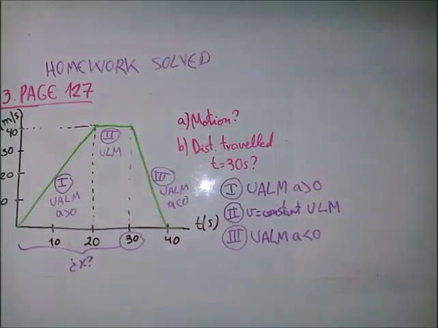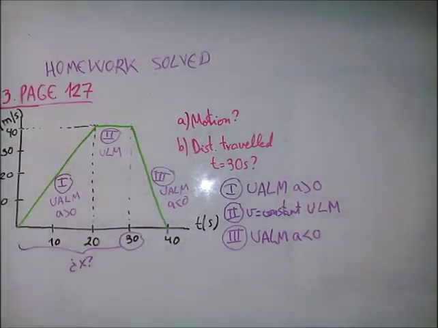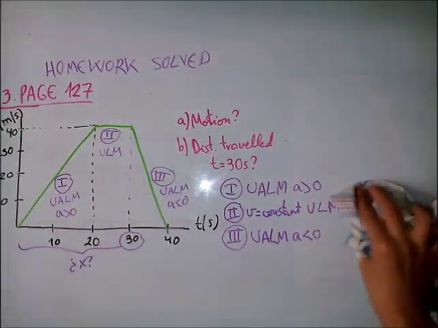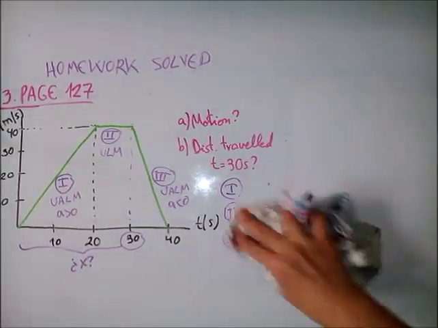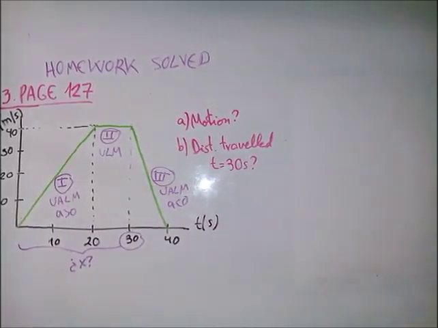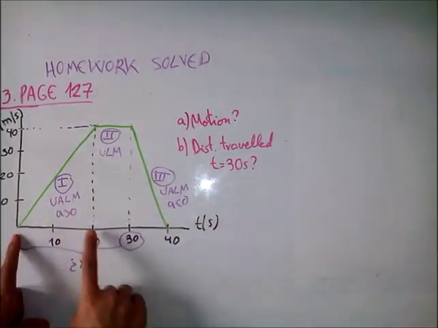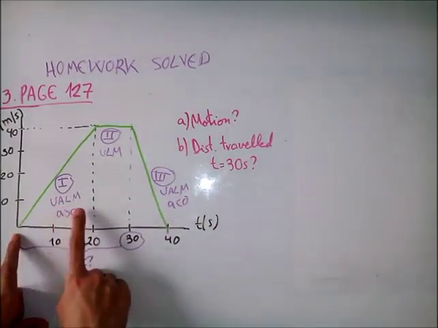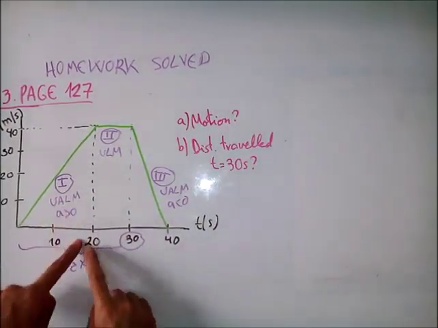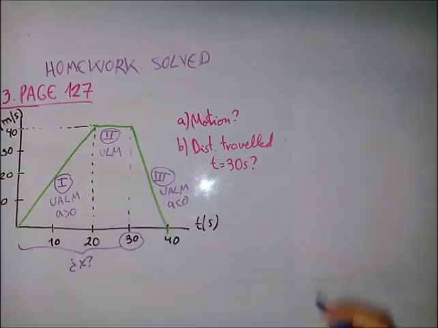Now let's go with part B. So part B is one of the most difficult ones that I ask you to do, because in part B they ask me for distance travel when time is 30 seconds. This is a bit difficult because time 30 seconds covers two parts. First one from 0 to 20, a uniformly accelerated linear motion, and then the second from 20 to 30, uniform linear motion. So we need to consider that, which none of you did, okay?